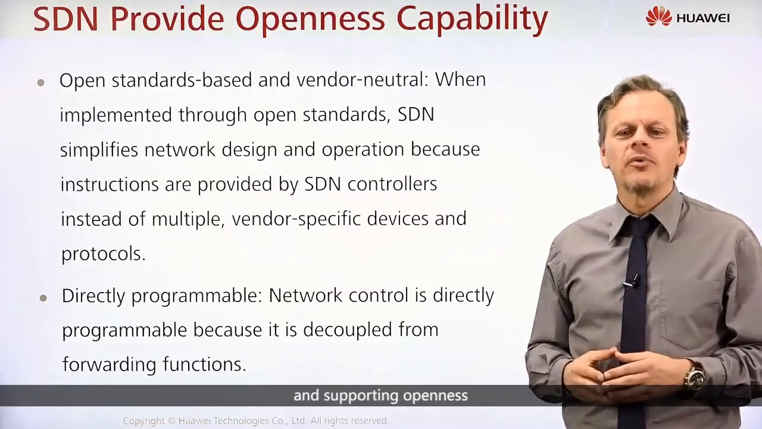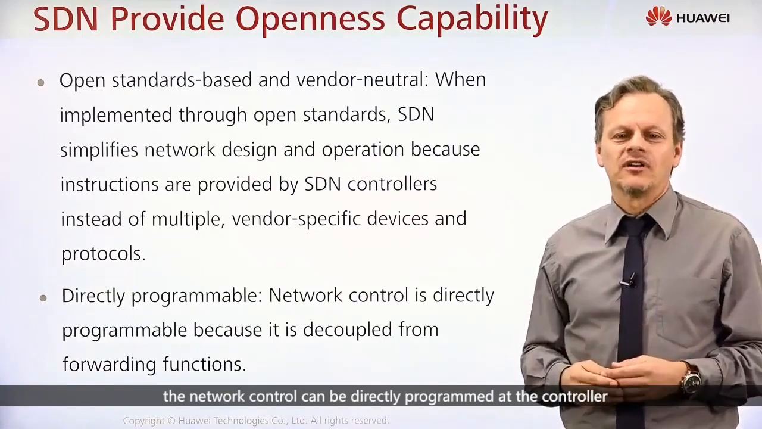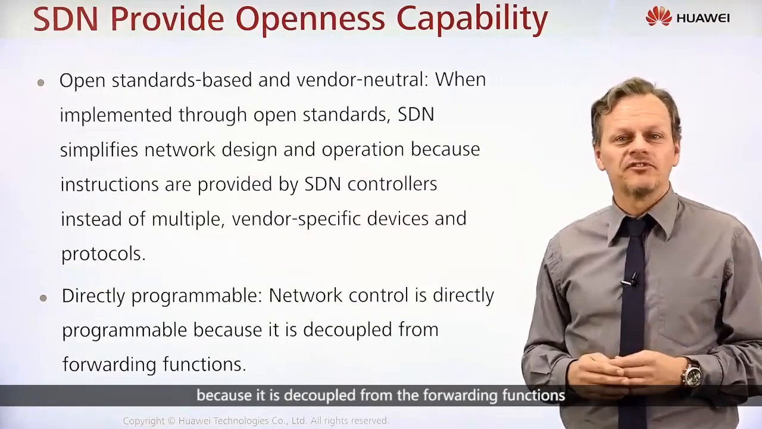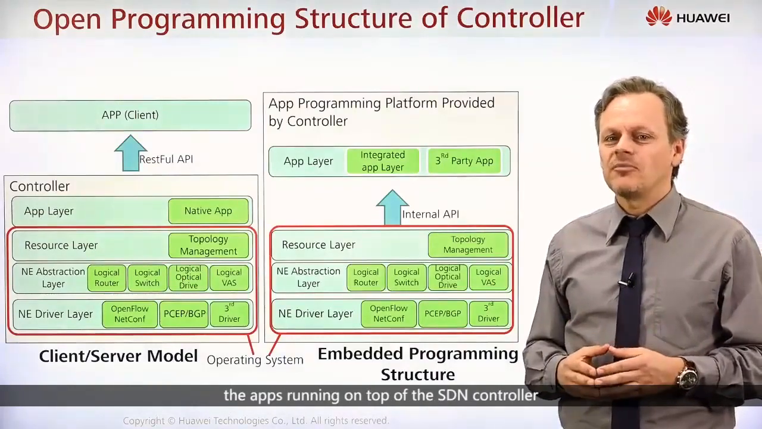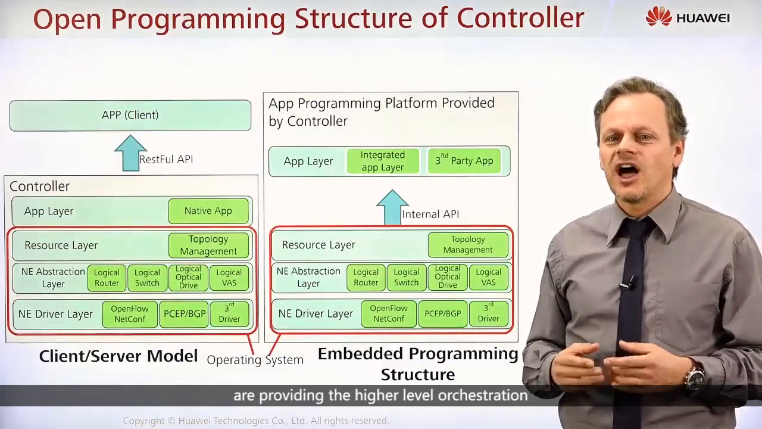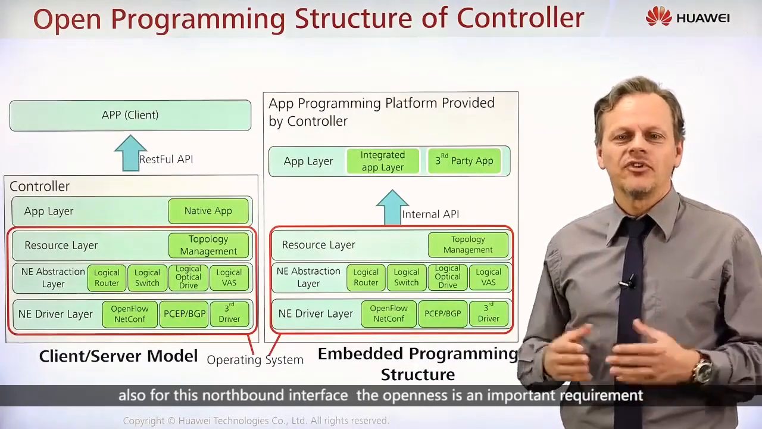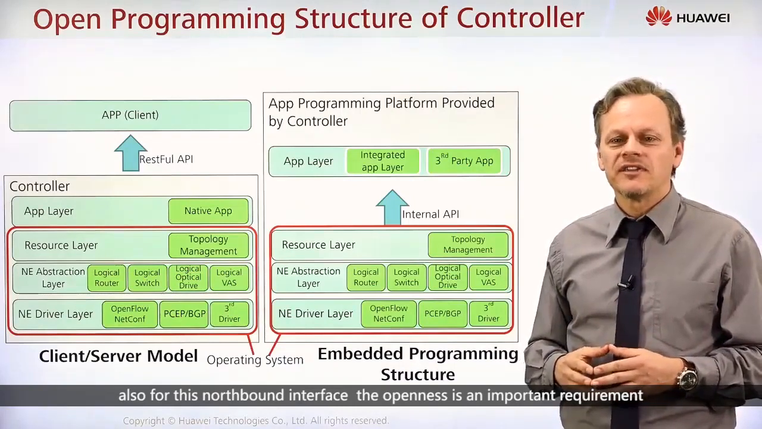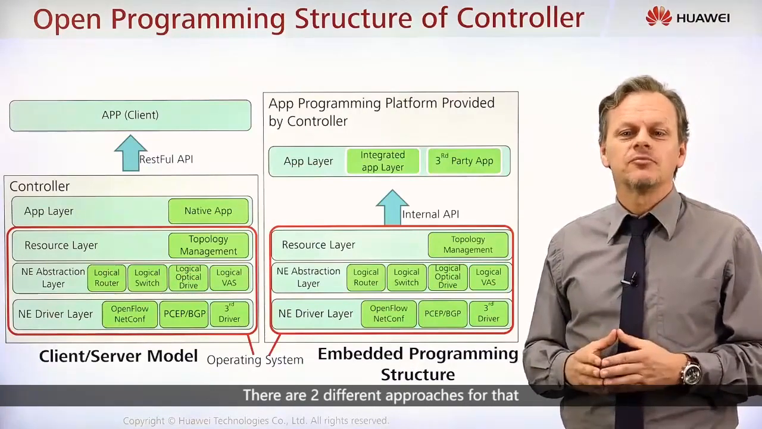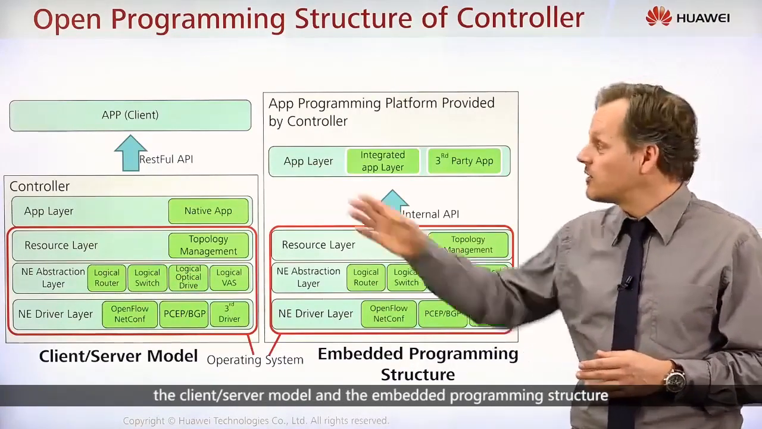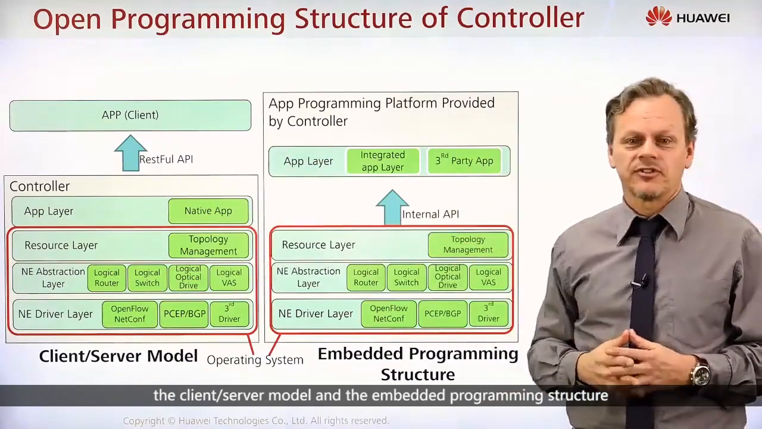And if supporting openness, the network control can be directly programmed at the controller because it's decoupled from the forwarding functions. Within an SDN environment, the apps running on top of the SDN controller are providing the higher level orchestration and programmability of the network. Also for this northbound interface, the openness is an important requirement. There are two different approaches for that: the client-server model and the embedded programming structure.